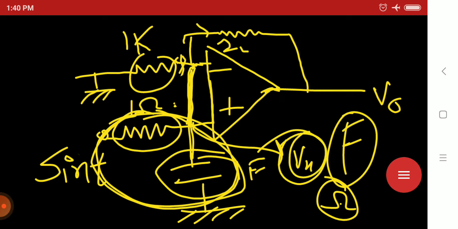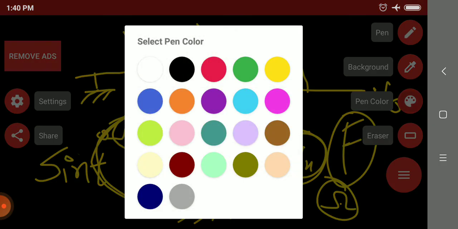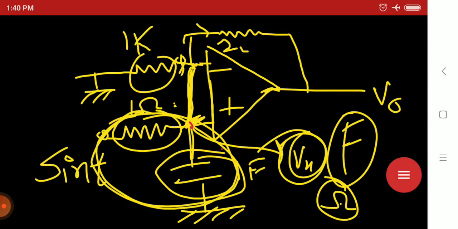I'm showing you with a different color pen. You can see the voltage at this point and the voltage at this point are the same. I have discussed in my previous video that they are the same by virtual ground. I have discussed the virtual ground concept also. So our first task is to derive Vx, step 1, meaning the voltage at this portion.